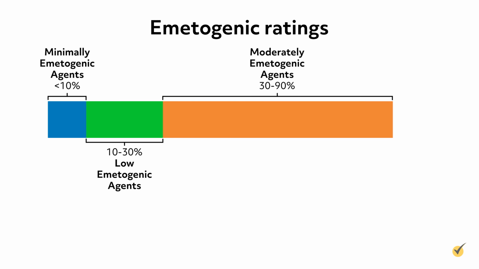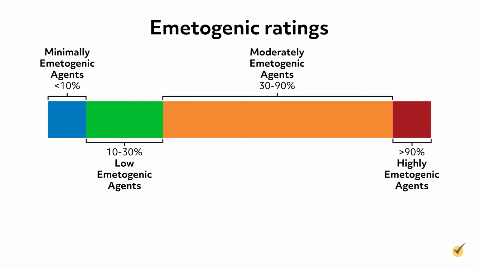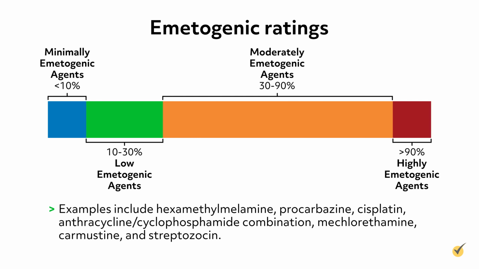With moderately emetogenic agents, risk is 30 to 90%. Examples include temozolomide, vinorelbine, ceritinib, carboplatin, cytarabine, doxorubicin, and oxaliplatin. And with highly emetogenic agents, risk is greater than 90%. Examples include hexamethylmelamine, procarbazine, cisplatin, anthracycline cyclophosphamide combination, mechlorethamine, carmustine, and streptozocin.